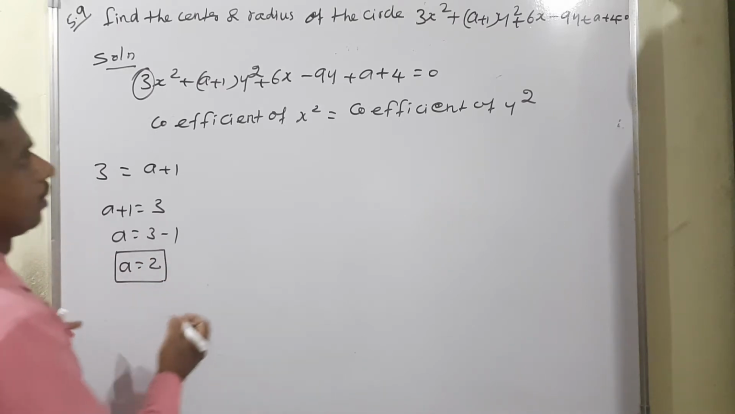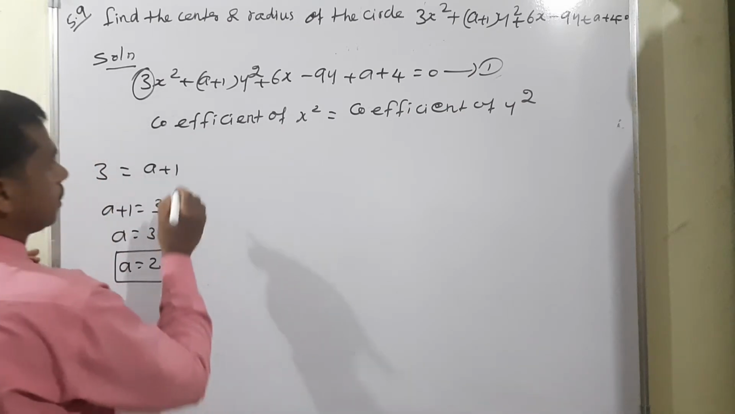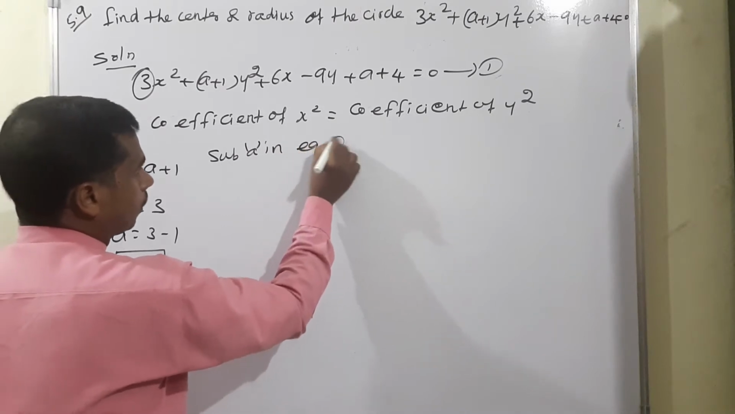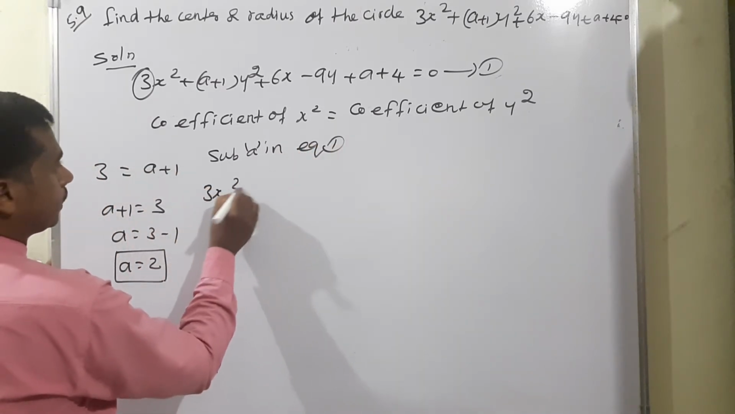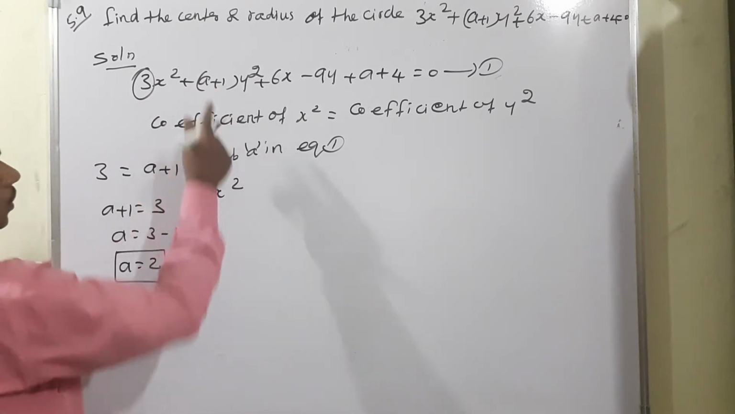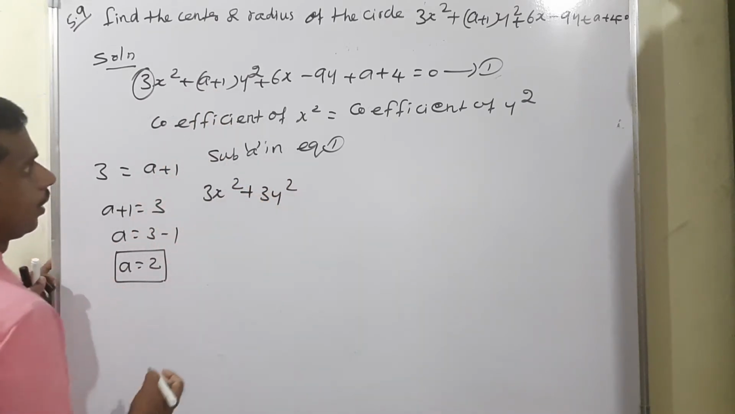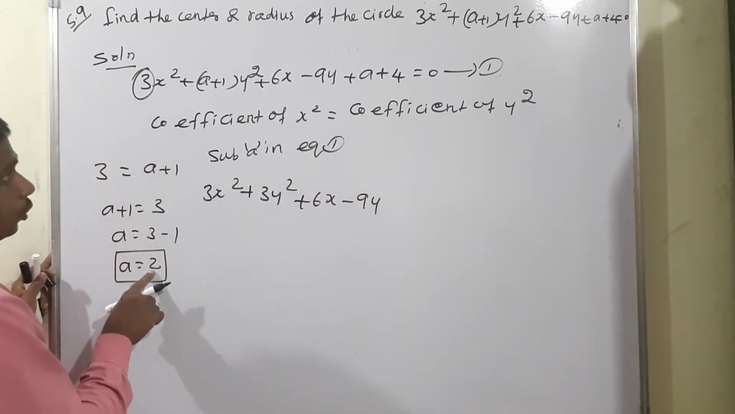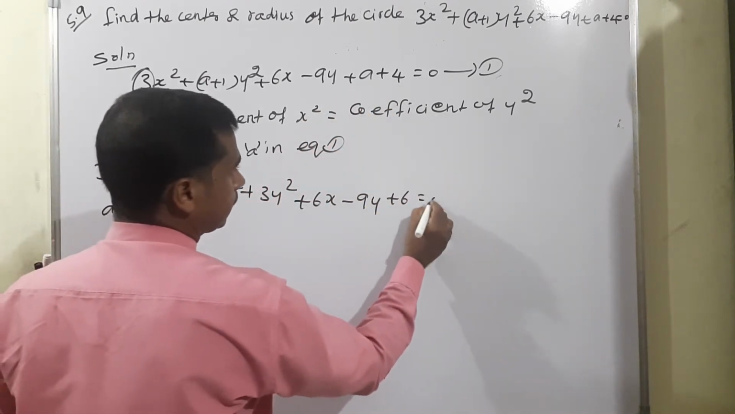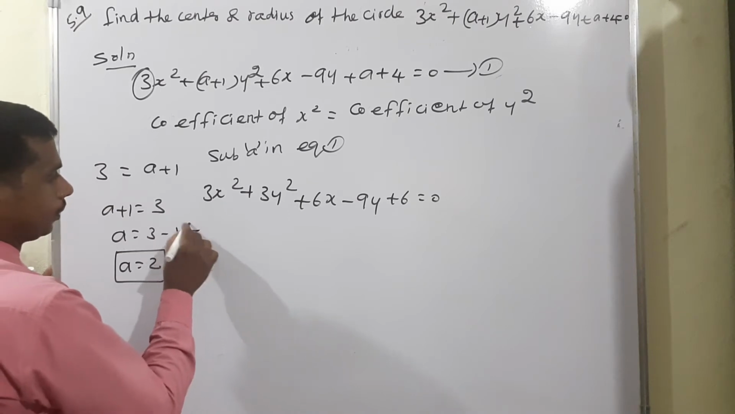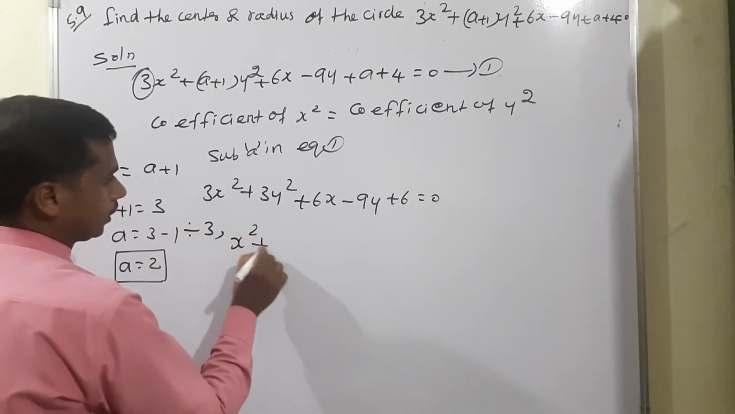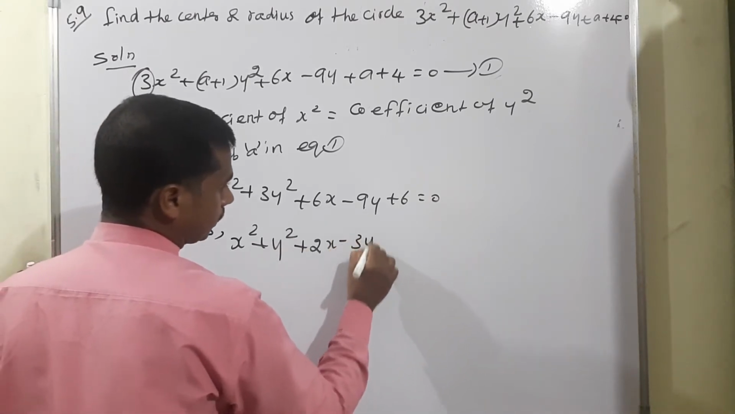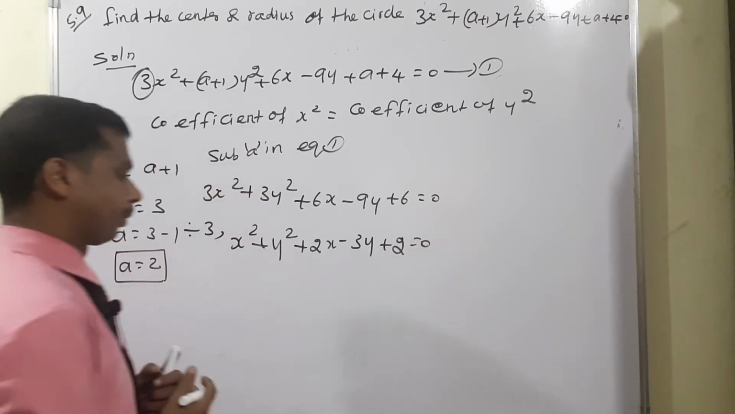So just consider equation number 1 and substitute a in equation number 1. What will happen? 3x square, and with a equal to 2, 2 plus 1 means we can write 3y square plus 6x minus 9y, again 2 is there, therefore 2 plus 4 is equal to 6, is equal to 0. So all the terms can be divided by 3. Dividing by 3 gives x square plus y square plus 2x minus 3y plus 2 is equal to 0.